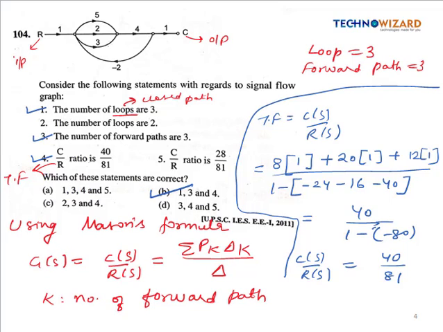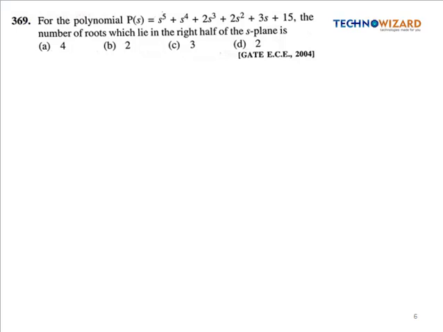Now the next question: for the polynomial P(s) equal to s^5 plus s^4 plus 2s^3 plus 2s^2 plus 3s plus 15, find the number of roots which lie in the right half of the s-plane. We can simply solve this type of question by the Routh-Hurwitz criterion.